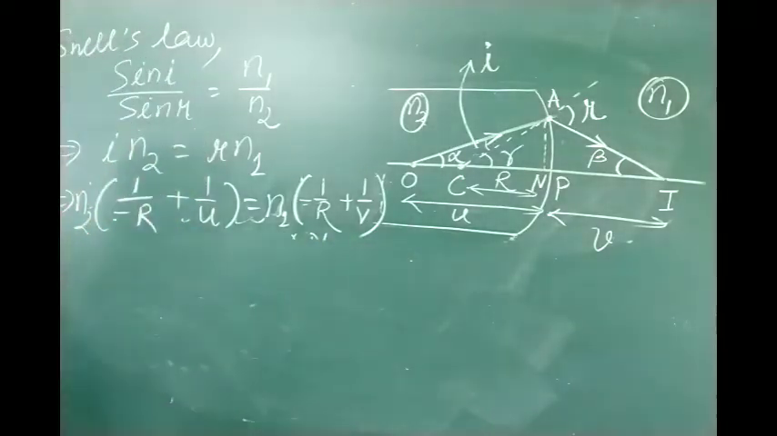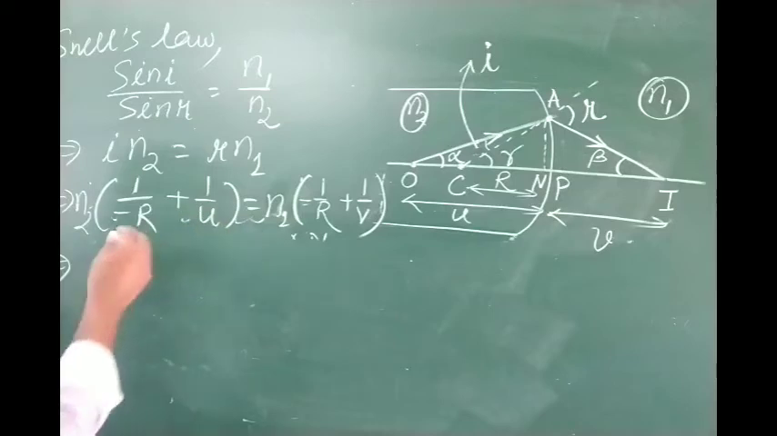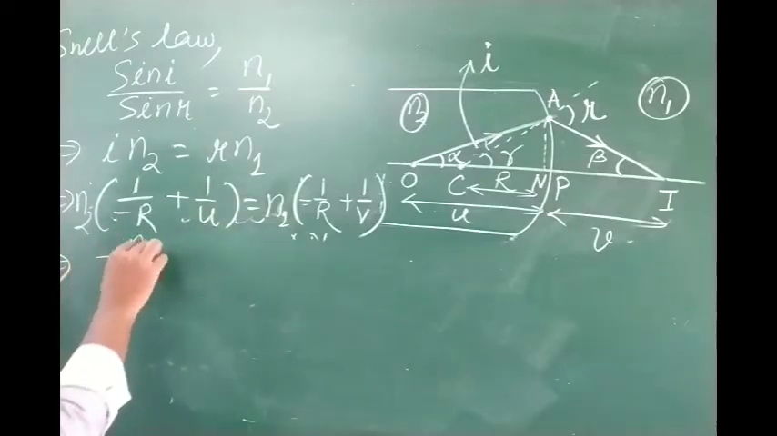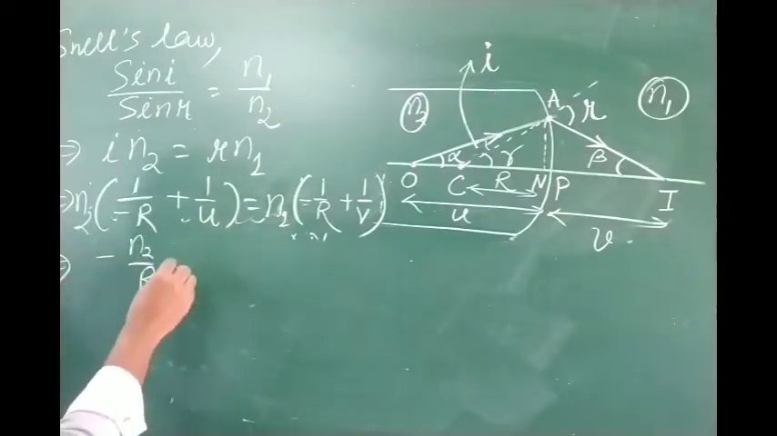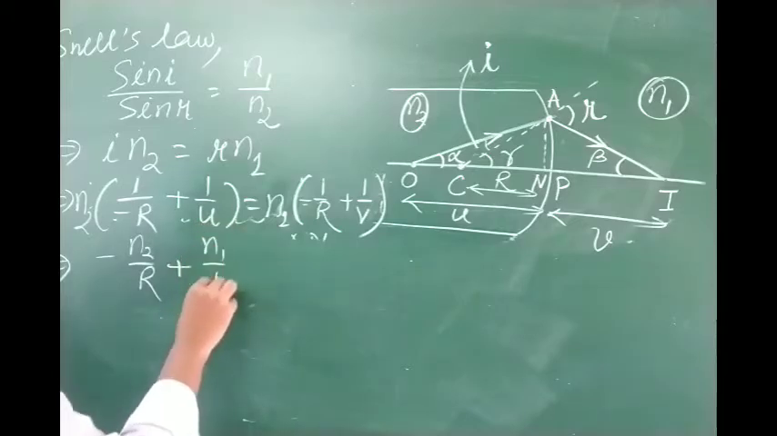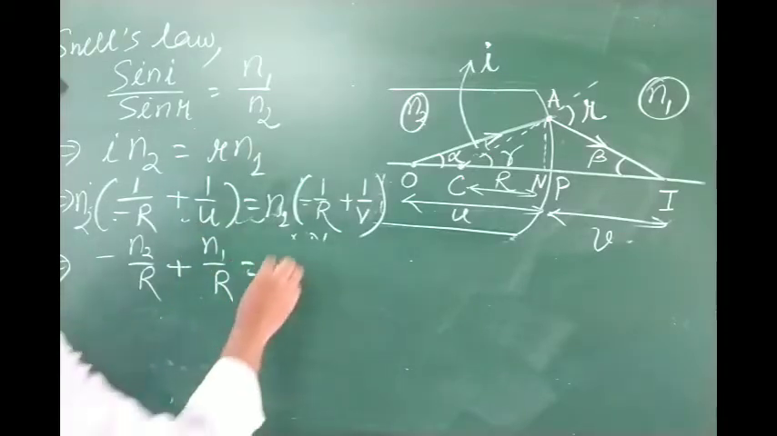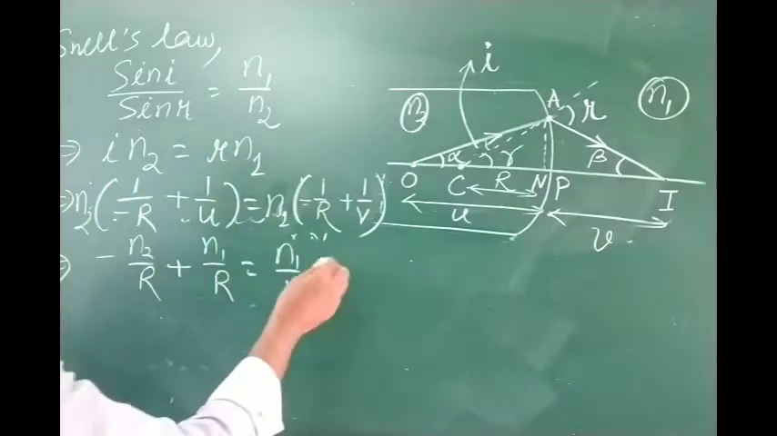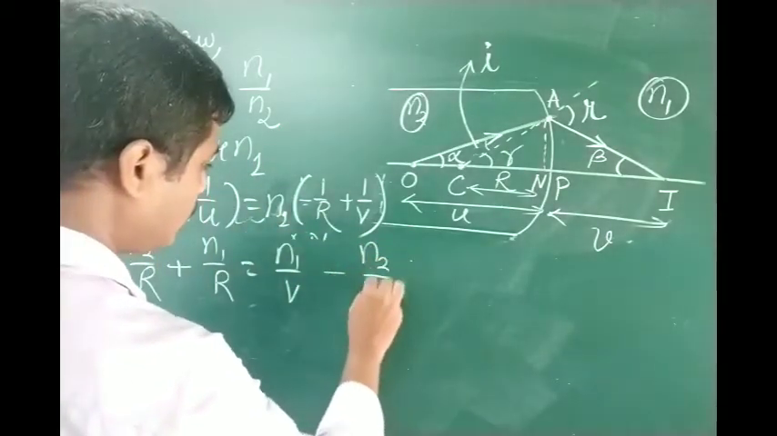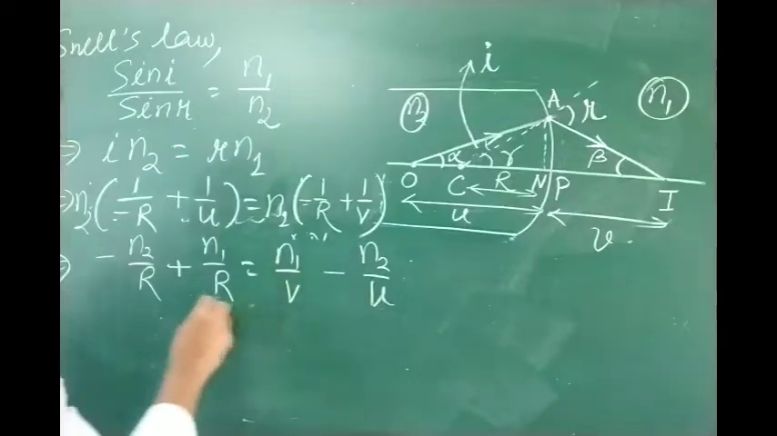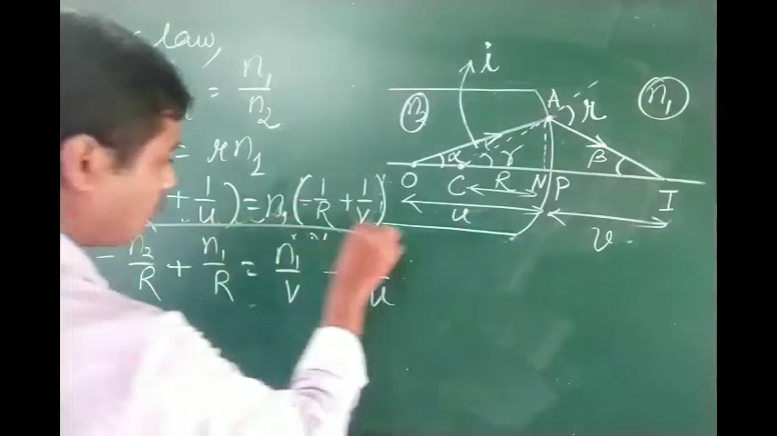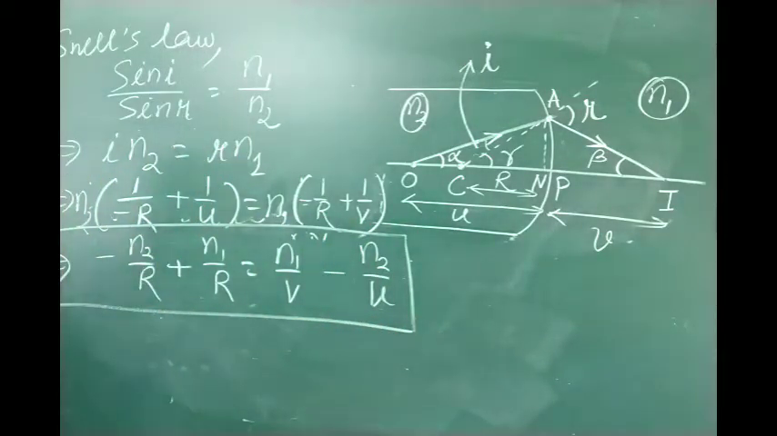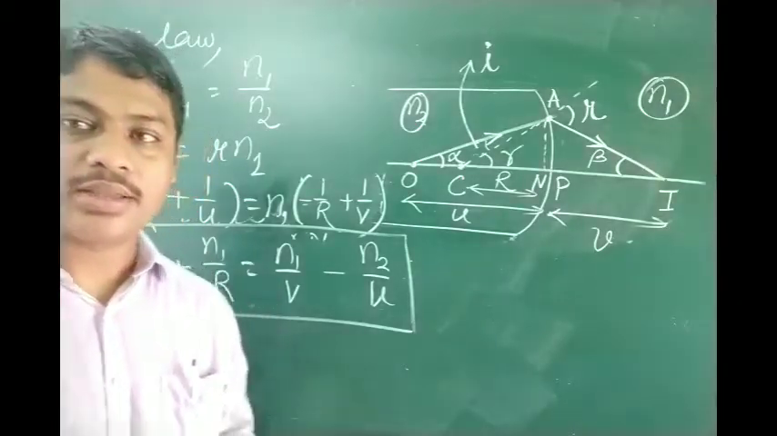Now, what we have to do is separate the values of r. So it will be minus of n2 by r plus n1 by r will be equals to n1 by v. This if I put on that side, it will be minus of n2 by u. So this is our equation for the spherical refracting lenses. This is the second formula.